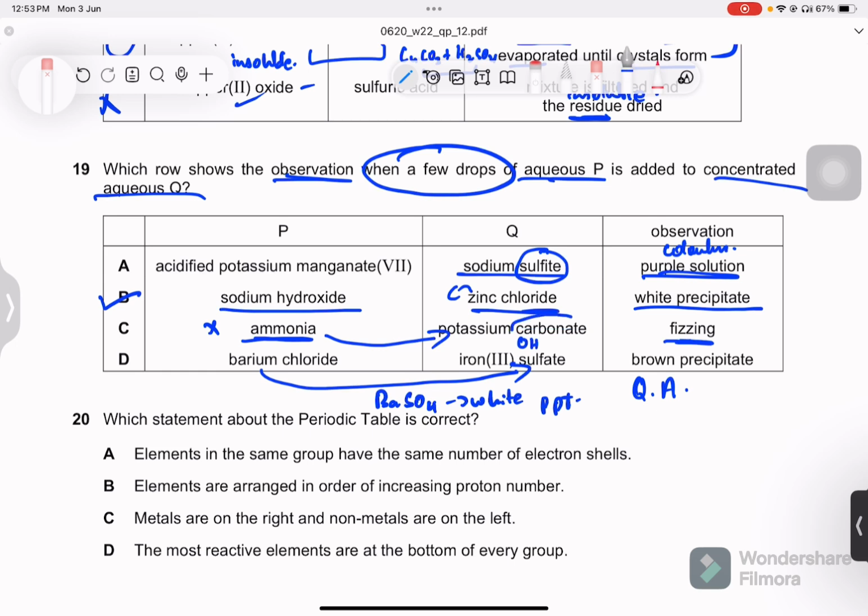As for C, we don't have any evidence to suggest this. If this was carbonate, the carbonate test is just to add dilute acids. So this should be an acid. Acid should have been added, and this would have given fizzing, which will be CO2. Over here, CO2 won't be produced because ammonia does not react with carbonate salts in this way.